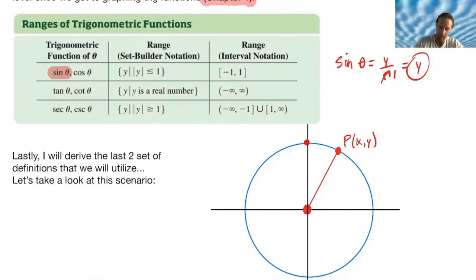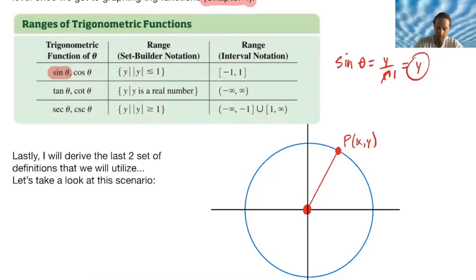And as we increase our angle more to 100 degrees, 120, 145, 170, all the way to 180, it's actually the y value decreasing until we get back to 0 here.